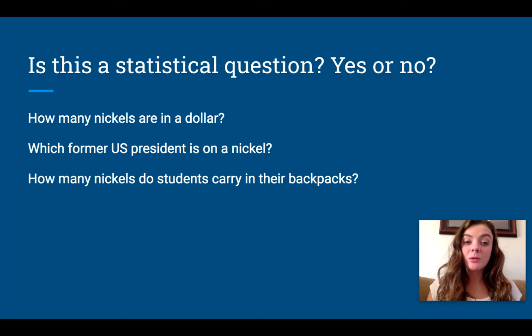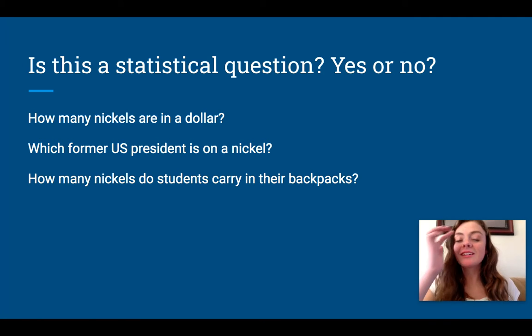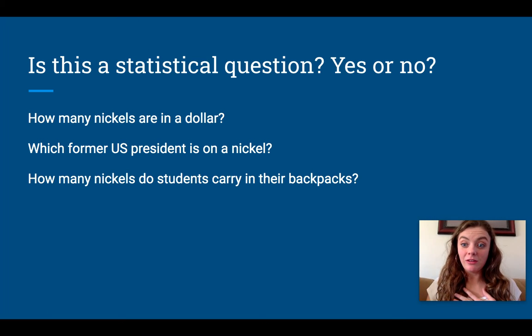Looking at which former US president is on a nickel, again, that's not going to be a statistical question because our answer is going to be the same every time. Now, our third question, how many nickels do students carry in their backpacks? That's going to be an example of a statistical question because I might have 15 nickels in my backpack and one of you might have 1 or 2 nickels or maybe no nickels. So there's going to be a lot of variability in our response to that one.